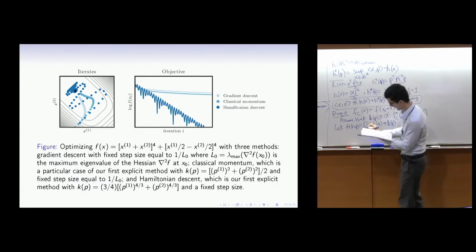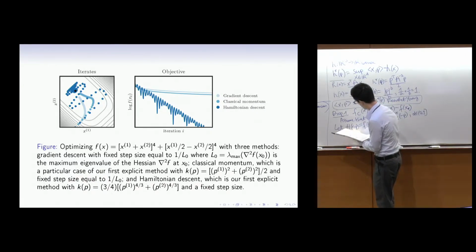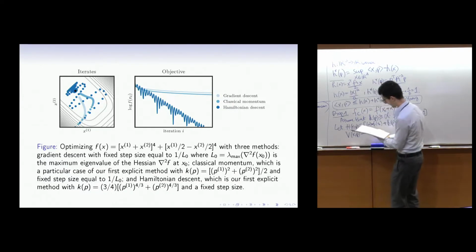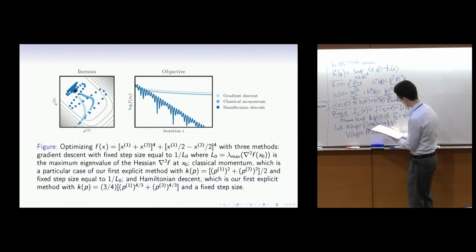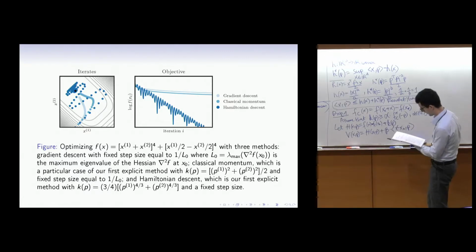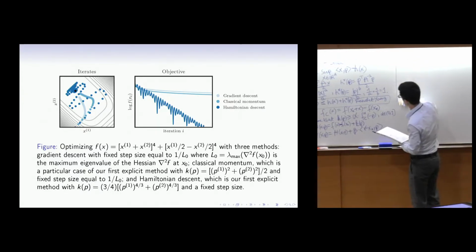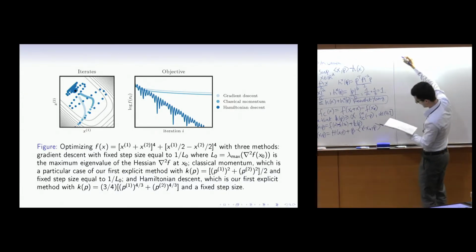And then we define the Lyapunov function Vxp as this H plus some constant beta times the scalar product of x minus x star and p. So then the following claims hold.